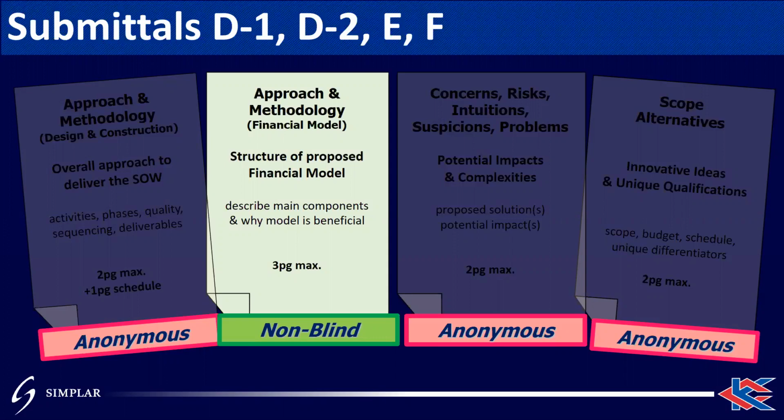Again, anonymous. You've got 2 pages to talk about some of those critical elements, and then also put your 1-page overall schedule in there as well. Next up would be approach methodology for the financial model. This is going to be describing the structure of the proposed financial model, not required to be anonymous. It is a 3-page limit.